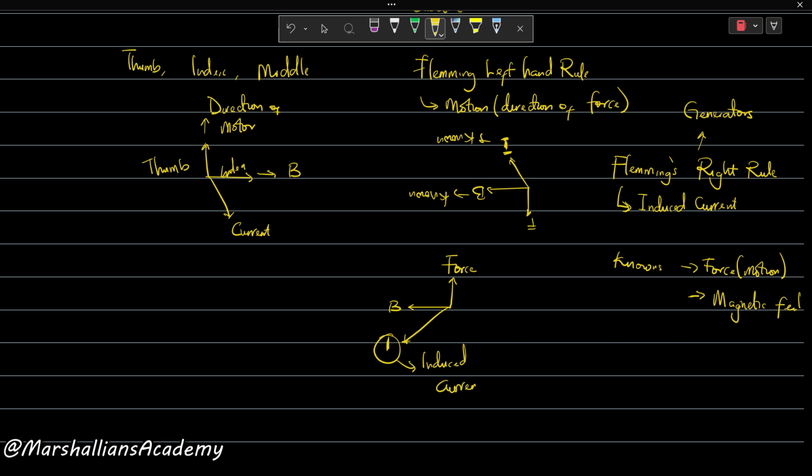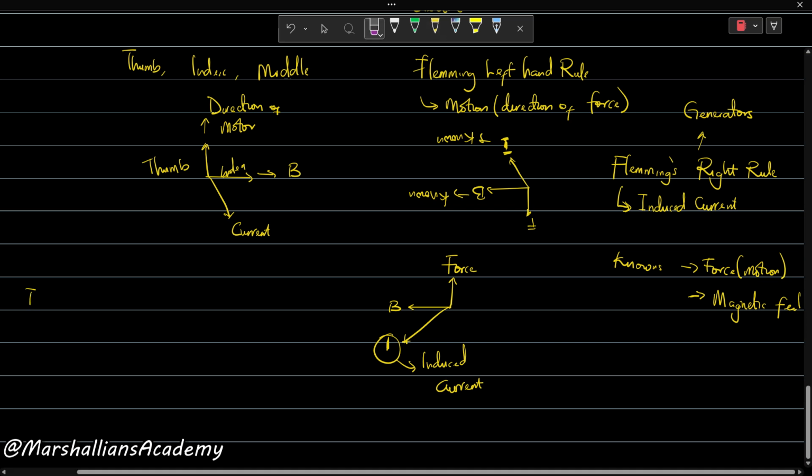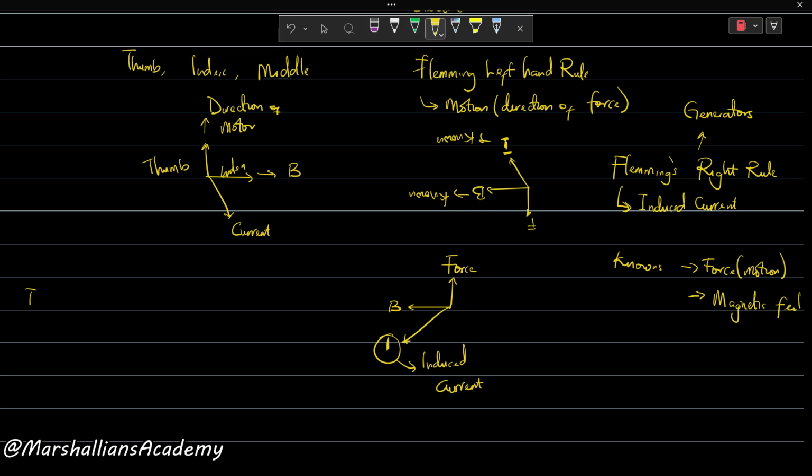I don't know if you're understanding this. So when I'm trying to find the direction of the induced current, that's I, and I have been given the direction of force or the motion, as well as the direction of the magnetic field, therefore I know I have to apply Fleming's right hand rule. And don't forget, by default, you are dealing with a generator, a device that converts physical movement or motion or mechanical energy into electric energy.